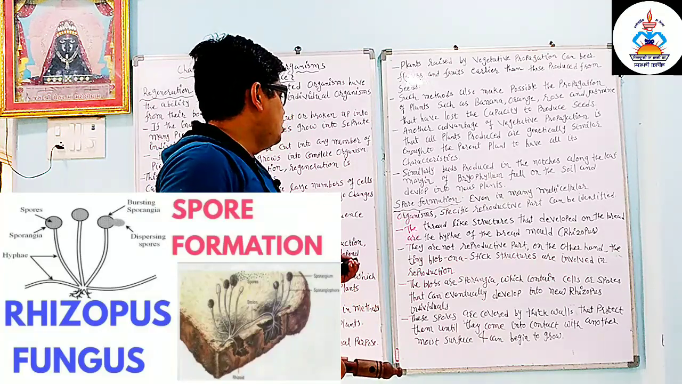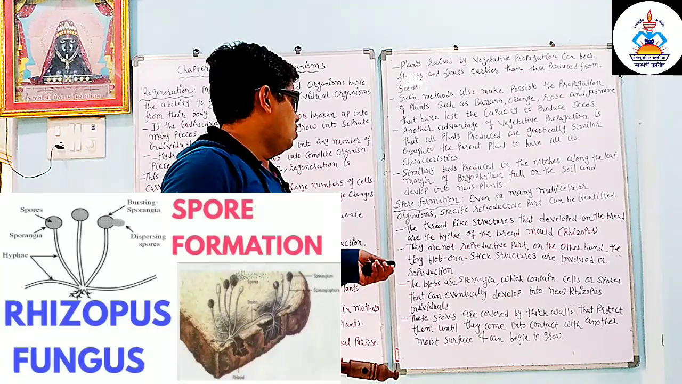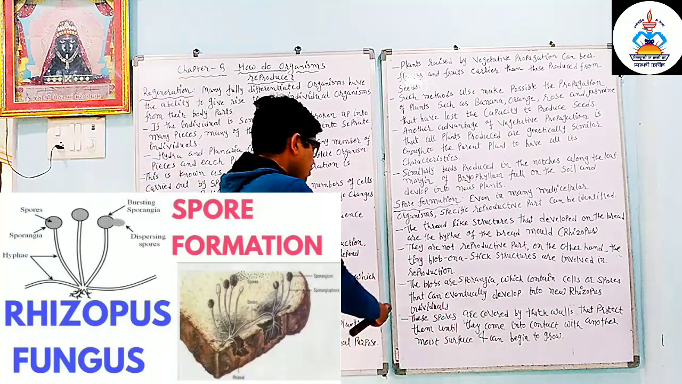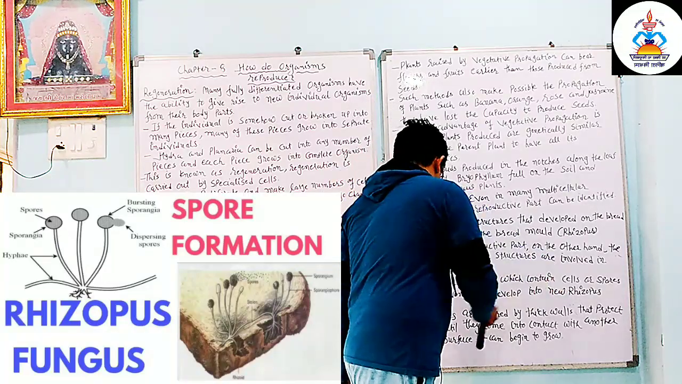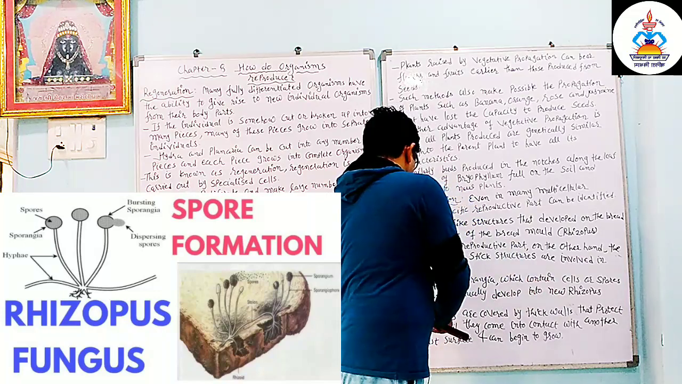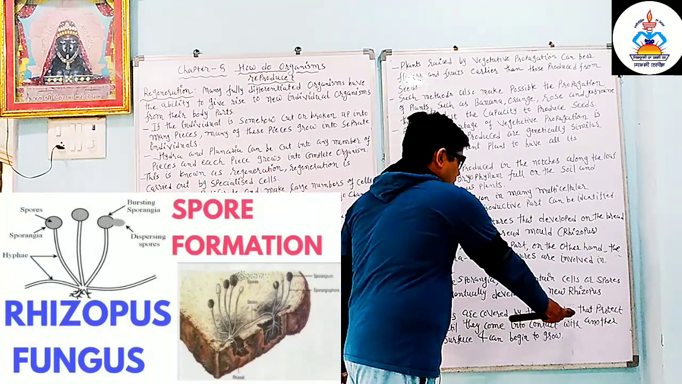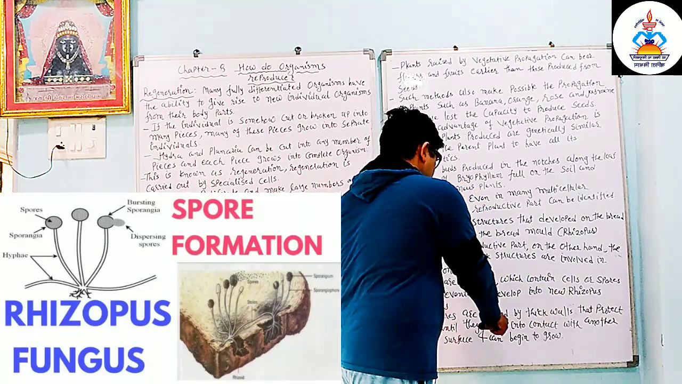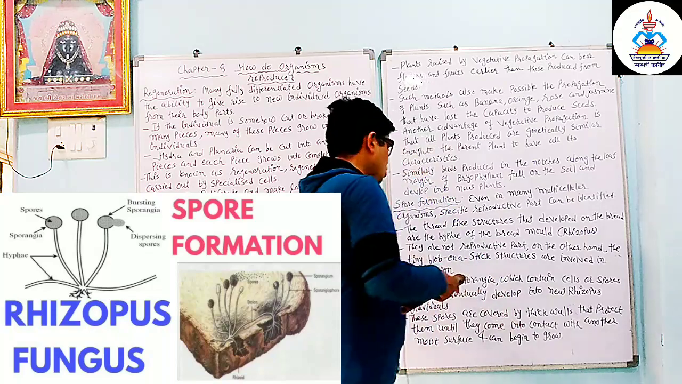We can see the thread-like structures that develop on the bread are the hyphae of the bread mold, Rhizopus. The blobs are sporangia, which contain cells or spores that can eventually develop into a new Rhizopus individual. These spores are covered by thick walls that protect them until they come into contact with another moist surface and can begin to grow.